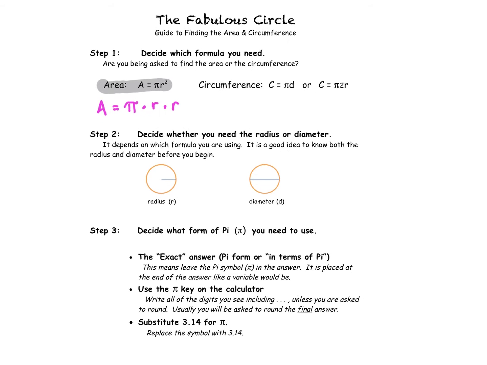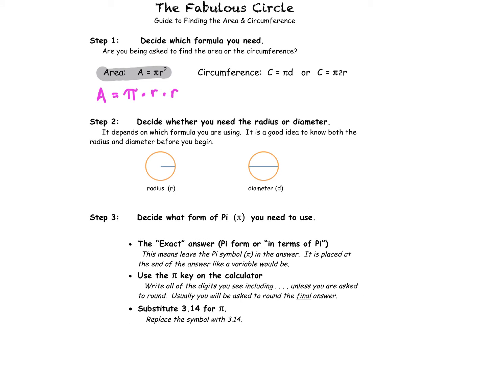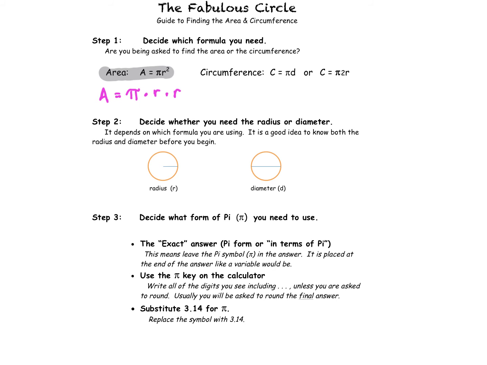And our last decision is which form of pi we need to use. Pi is very special. It's an irrational number that goes on forever and ever, and that's why we represent it using this symbol. That's a Greek alphabet symbol, and it's not P-I-E, it's P-I. So this is a symbol. Now this is uncomfortable for us initially when we start, but because the symbol represents all of the digits, which we can't possibly write, the exact answer, they might say pi form or in terms of pi, means to leave that pi symbol in your answer.